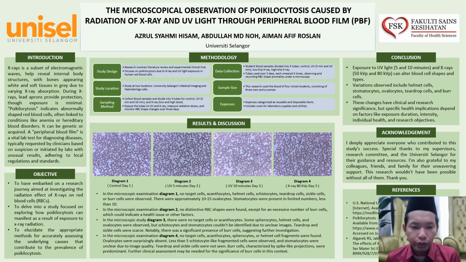So what we can conclude here for my result and discussion: exposure to UV light for 5 minutes and 10 minutes and X-ray for 50 kVp and 80 kVp can alter blood cell shapes and types. The variation observed includes helmet cells, stomatocyte, ovalocyte, teardrop cells, and burst cells. These changes have clinical and research significance, but specific health implications depend on factors like exposure duration, intensity, individual health, and research objective.